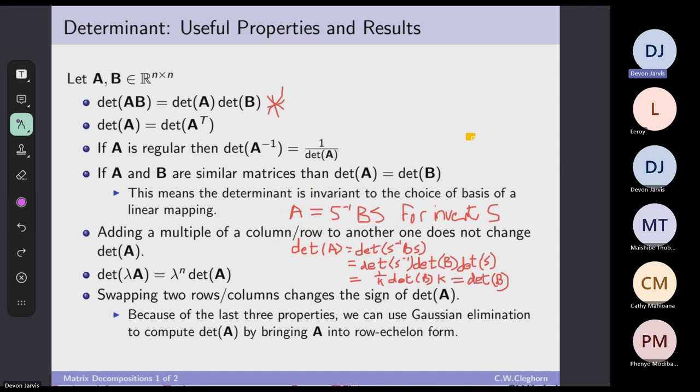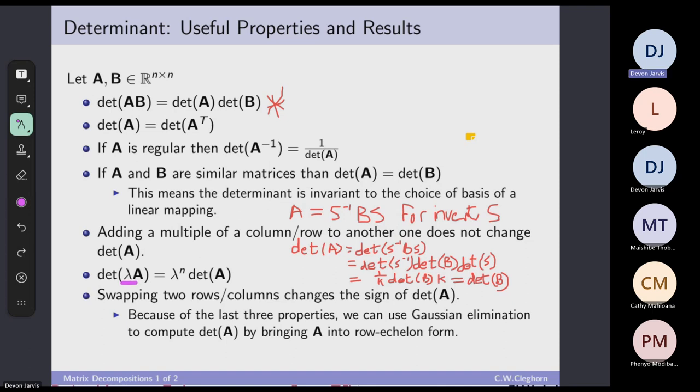All right. And then adding a multiple of a column or row to any other one does not change the determinant. That comes from your Gaussian elimination ideas. We know that when you're doing Gaussian elimination, what that is very similar to doing is applying some kind of change of basis. So again, your basis isn't going to affect what the computation is actually doing.